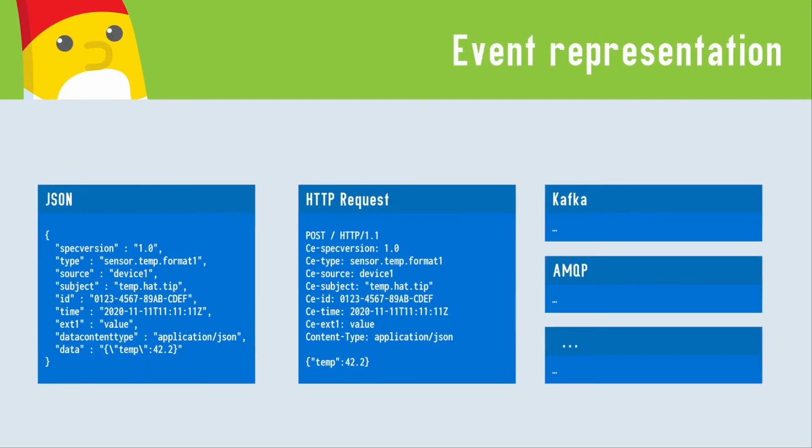Here we see an example of how this looks in different encodings. First, we have a plain JSON encoding, which always comes in handy. And next, we have a representation as an HTTP request. We can see that Cloud Events tries to reuse the concepts of the underlying technology. So attributes map to HTTP headers, and the event payload is put into the HTTP request body. Of course, there are some more technologies for which mappings have been defined.